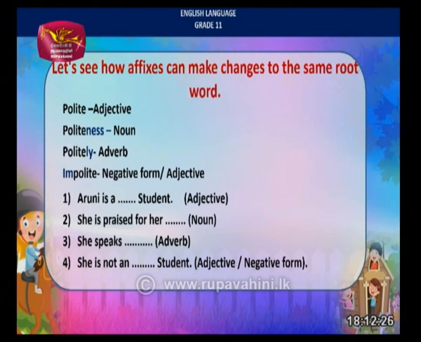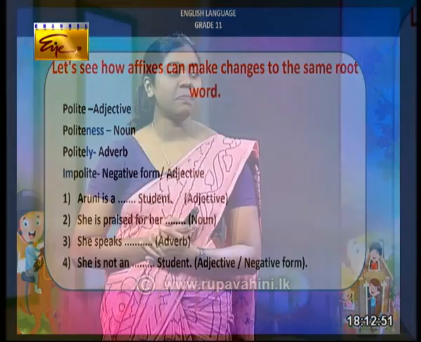Right. And the last one, she's not an. So we have two clues there. Not says it's going to be something negative, and also an gives an indication that the word which is to be there should start with a vowel sound. That's right. So student is given. Student is a noun. So adjective has to be there. So can we say impolite? Definitely, because we have already introduced Aruni as a polite student. So here she is not an impolite student.